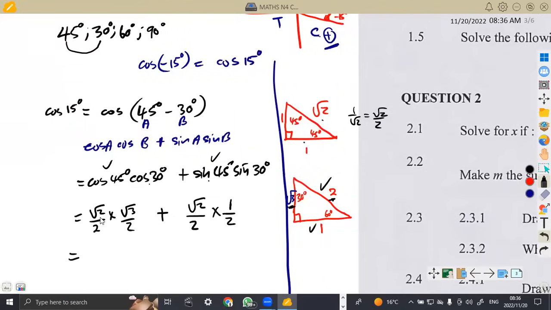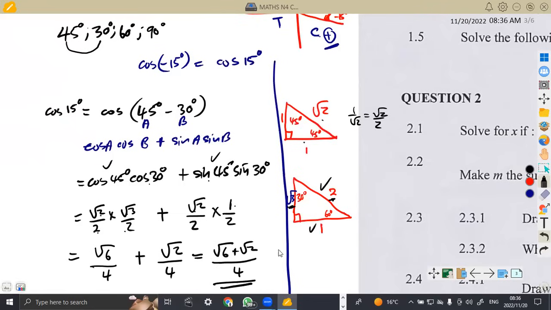So we can simplify: square root of 2 times square root of 3 is square root of 6, over 2 times 2, that's 4, plus square root of 2 times 1, that's square root of 2 over 4. You can leave your answer like this, or you can add together: square root of 6 plus square root of 2, everything over 4.